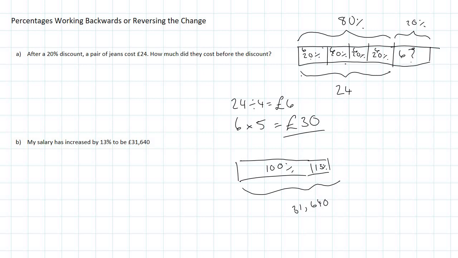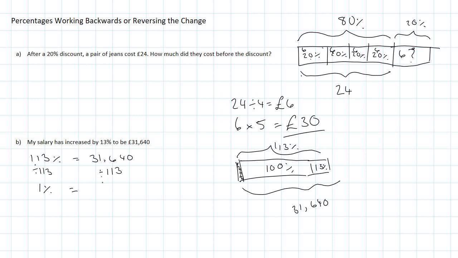and now all together I have got 31,640. Now here it was quite easy to split 80% into 20%, okay? Here I've got 113%. Now 113, that's not in so many times tables. So I know 113%, that's £31,640. Okay, let's just break it right down and get 1%, and work out what that is. Well, if I know what 113% is, I'm going to get 1% by dividing that by 113.